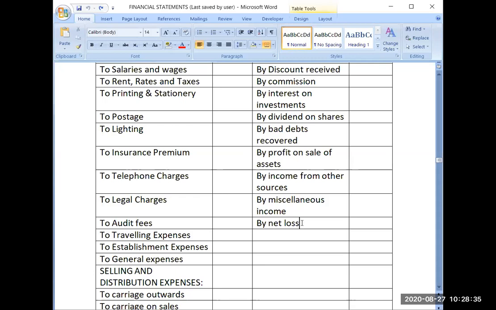So now in the next class, we will do numericals. Net loss and net profit, we will discuss there.